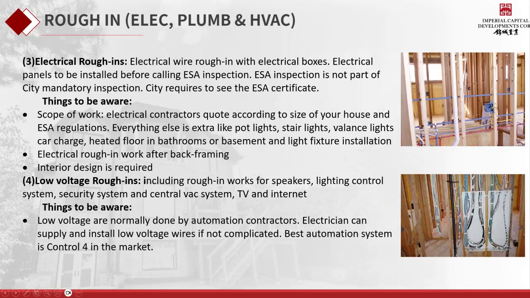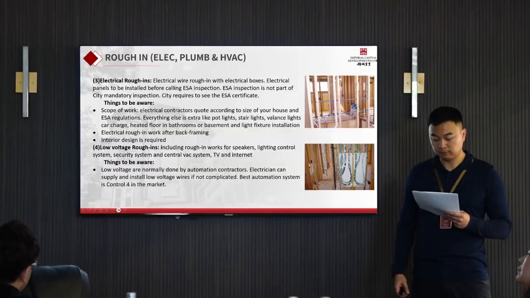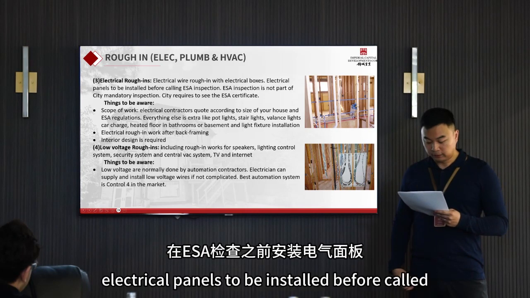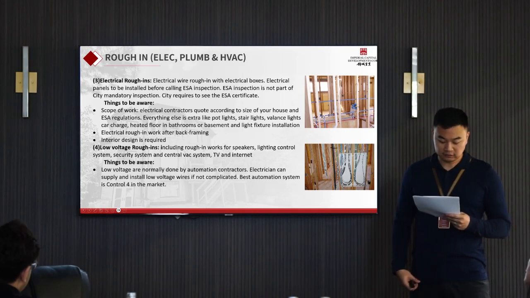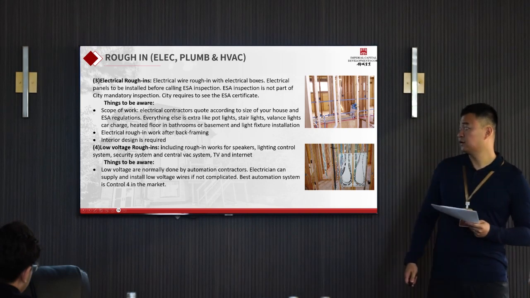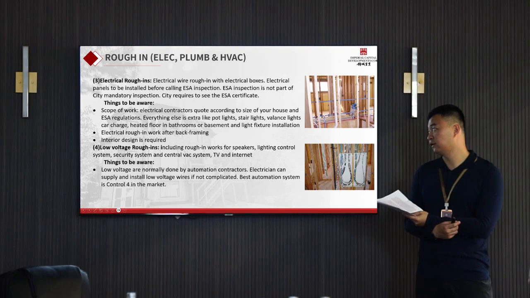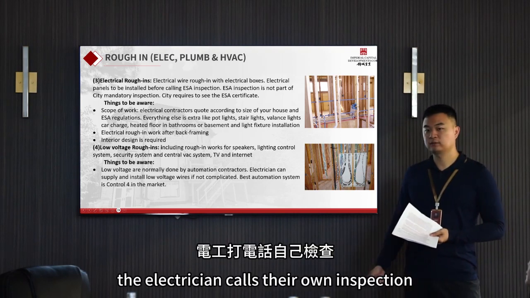Electrical. So electrical wire roughings with the electrical boxes, and electrical panels to be installed before calling ESA inspections. ESA inspection is now part of the city's mandatory inspection, but the city requires to see the ESA certificate. So the electrician calls their own inspection.